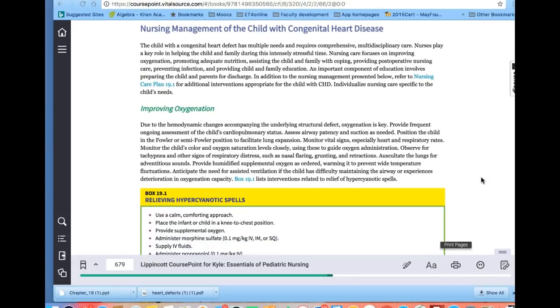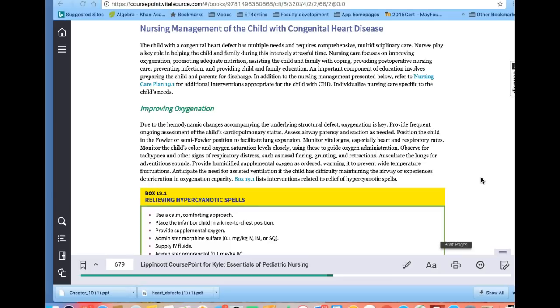Okay, so that's all the defects, and that's as far in depth as I want you to go, okay? Just kind of know what they are, know what they look like, and know what we're going to do to fix them or treat them. So, going back to the general term of congenital heart disease, what are we going to do for all of these kids in general? Well, we're going to improve their oxygenation.